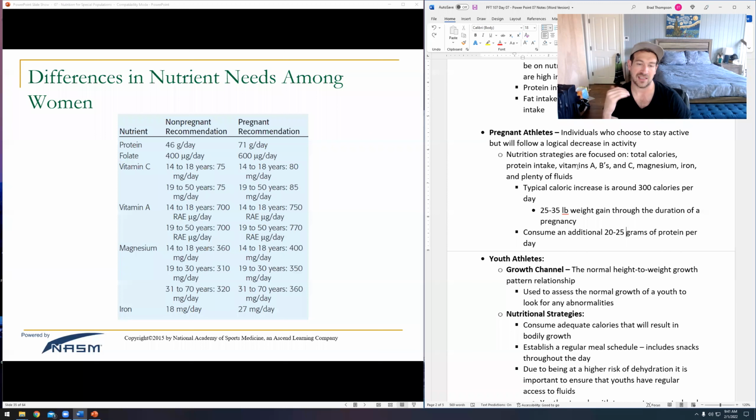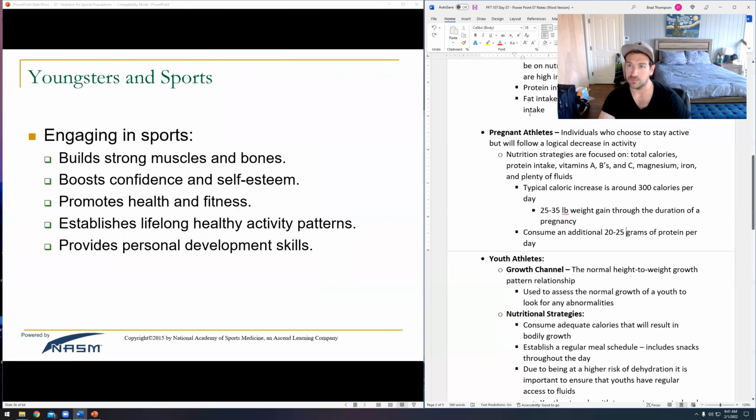Vitamin C, vitamin A, magnesium, and iron. You can see all these numbers are just a little bit higher. Iron is substantially higher, actually. But the rest of them are just a little bit higher in every category.